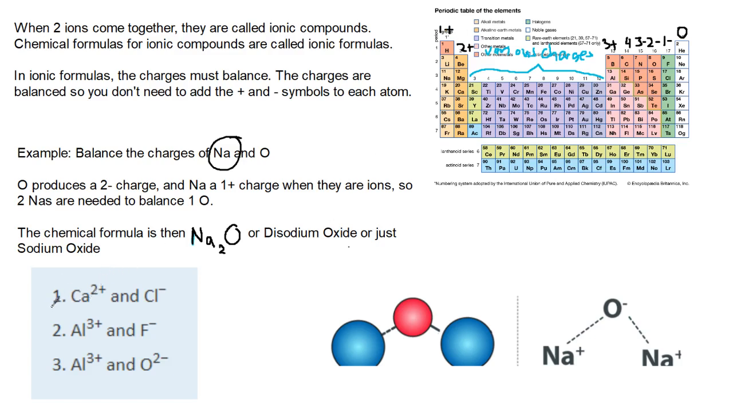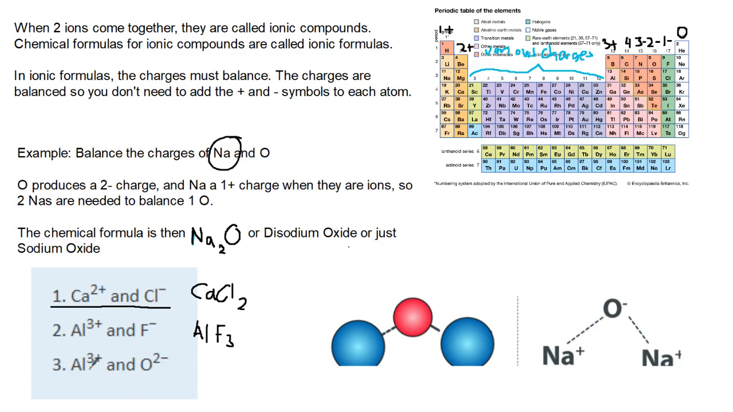Okay, so now we're going to combine these charges together. Ca 2 plus and Cl minus. Well, Ca gives 2 electrons away, and Cl takes 1 of them, so we need 2 Cl to take 2 of them. So we have CaCl2, calcium chloride. Al3 plus and F minus, same thing: AlF3, aluminum fluoride or aluminium fluoride. And Al3 plus with O2 minus.